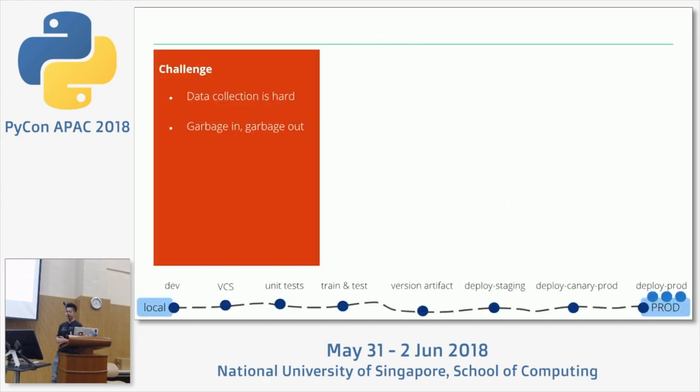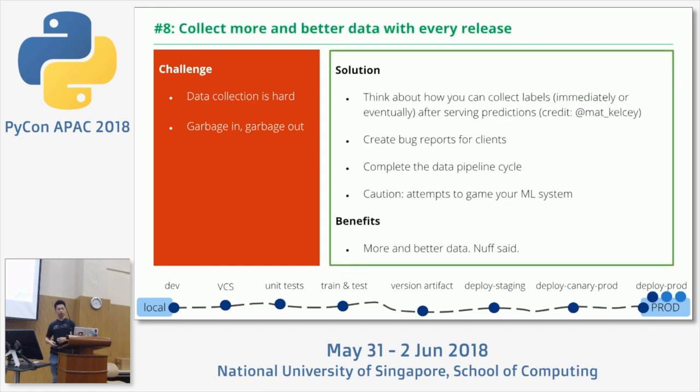Yep. And the eighth lesson or challenge is that data collection is hard, we all know that. And in machine learning, garbage in, garbage out, right? The solution for this would be to collect more and better data with every release. As machine learning people or data scientists, our job is not done when we serve that prediction. After serving that prediction, we need a way to gather that ground truth. Was my prediction correct? So once we have that label, we can feed it back to our training data. Now the next iteration, we have more and better data for our model.